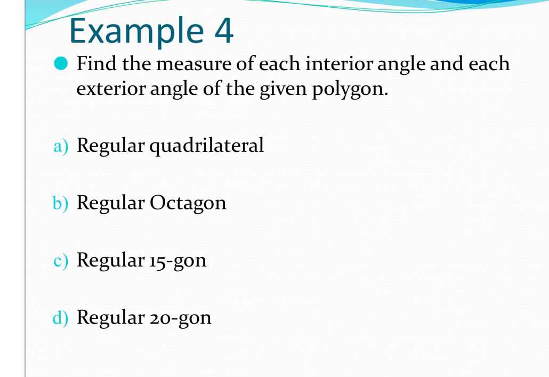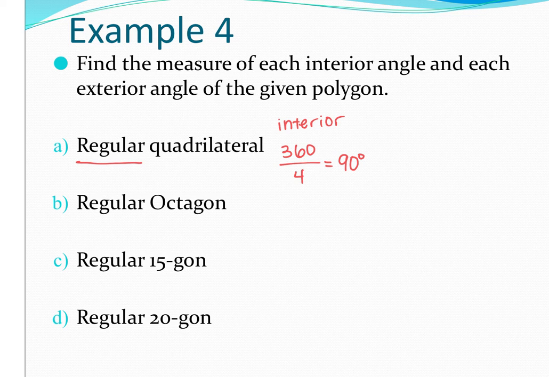Find the measure of each interior angle and each exterior angle of the given polygon. A regular quadrilateral. What would be the measure of each interior angle? Well, we know the sum is 360, right? But how would we find each angle? Xavier? Divide by 4. Why can we divide by 4? Because it's 4 angles. Yeah, but why do they all have to be the same for this? It's regular, okay? So we divide by 4, and each angle must be 90 degrees.